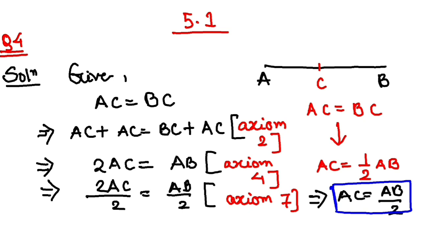Very simple solution, but the axiom numbers, axiom 2, axiom 4, axiom 7, you have to remember. If you can't remember the numbers, you have to write the entire statement. But if you remember the numbers, you can write the number only, just like I have written over here, right? Let's try one more question now.